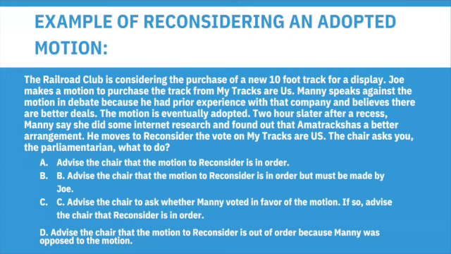The chair asks you as a parliamentarian what to do. So your choices are: A, advise the chair that the motion to reconsider is in order. B, advise the chair that the motion to reconsider is in order but must be made by Joe. C, advise the chair to ask whether Manny voted in favor of the motion. If so, advise the chair that the reconsider is in order. Or D, advise the chair that the motion to reconsider is out of order because Manny was opposed to the motion.